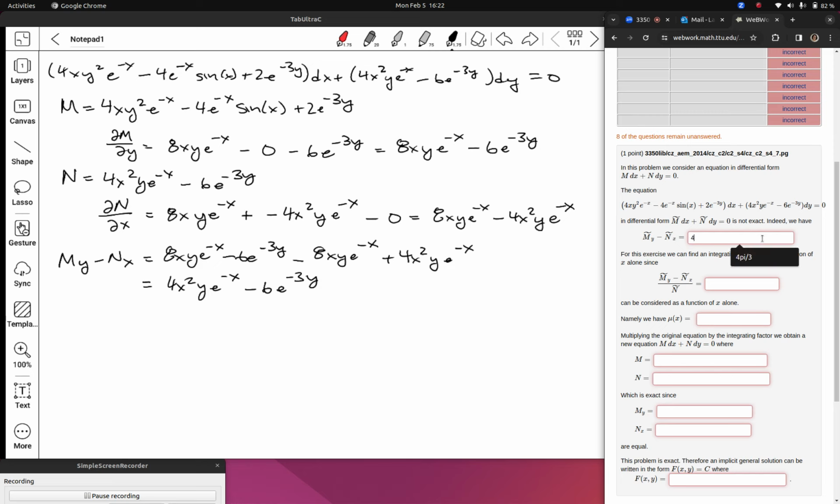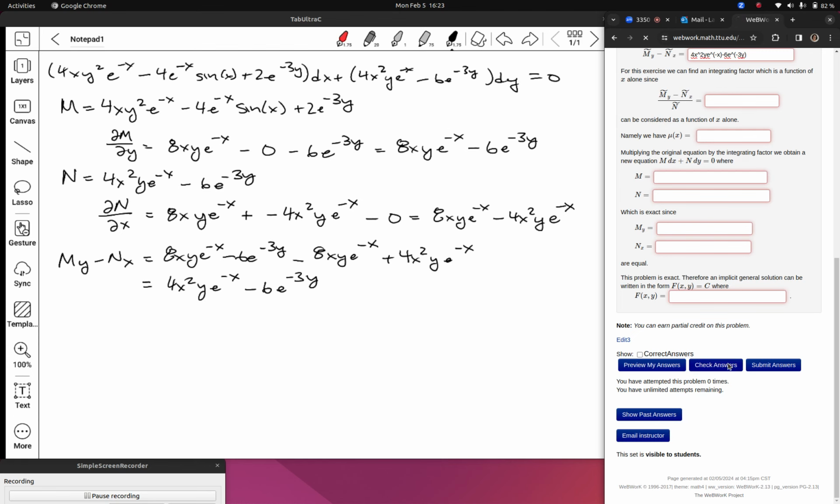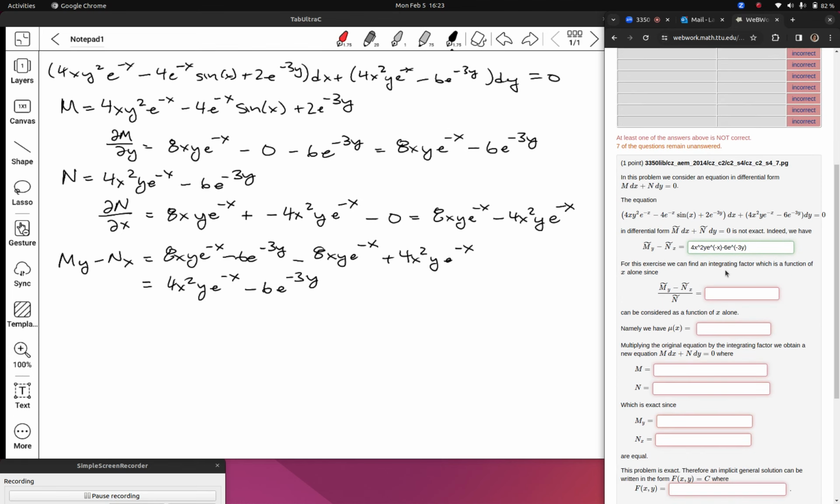So let's go ahead and type that in. 4x squared y e to minus x minus 6e to minus 3y. Let's check that before we continue. Yep, we got that. And so we're going to be using this to make an integrating factor. Because these two things aren't equal, this equation isn't exact. But if we multiply by an integrating factor, then we can make it exact. And that factor, we're told, is going to be calculated as M sub y minus N sub x over N.